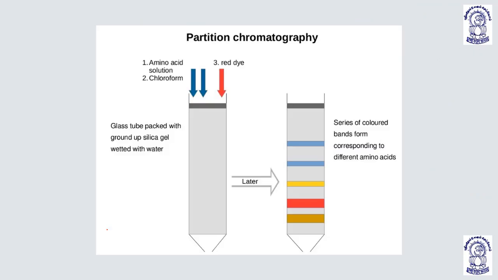Now, the partition chromatography. You can see the amino acid solution and chloroform. Then there is a red dye. The glass tube is packed with silica gel, wetted with water. A series of colored bands form corresponding to different amino acids. We are basically differentiating the amino acids in the solution with chloroform. This is just an example of partition chromatography. The most common partition chromatography is paper chromatography.